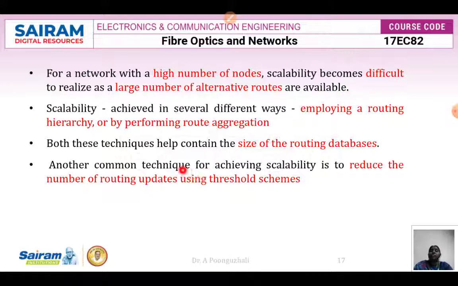Scalability can be achieved in different ways. One way is by employing a routing hierarchy or by performing route aggregation. Both these techniques contain the size of the routing databases. Another common technique for achieving scalability is to reduce the number of routing updates using threshold schemes.